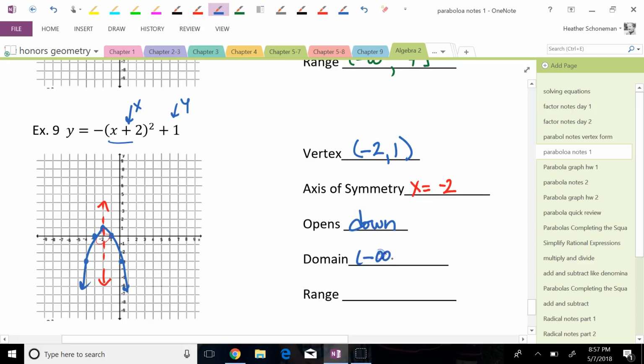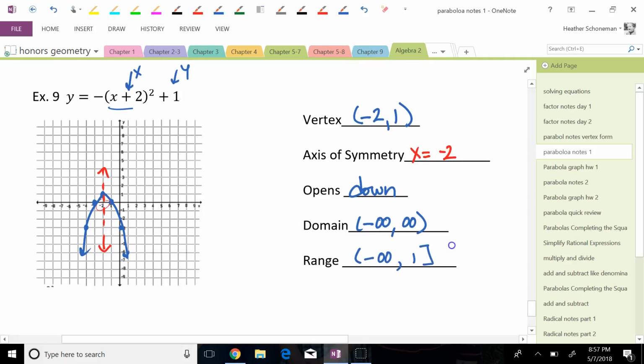The domain is all real numbers, negative infinity to infinity. The range, touching, touching, touching, stops at 1. So it starts at negative infinity and stops at 1.